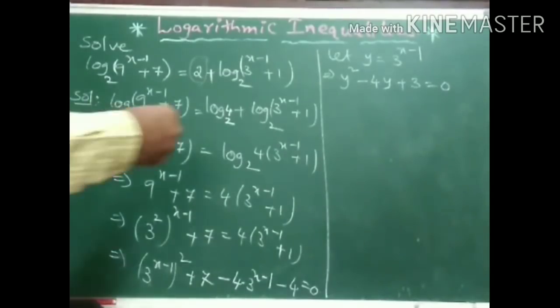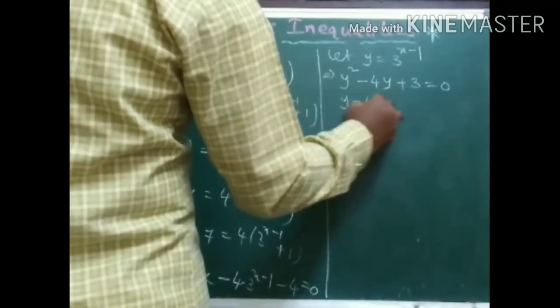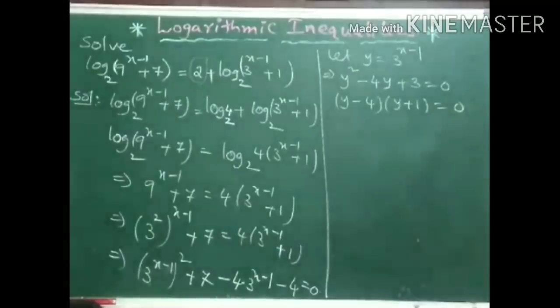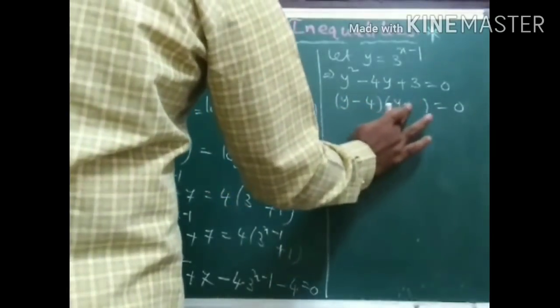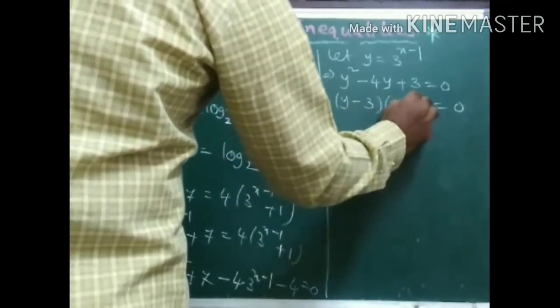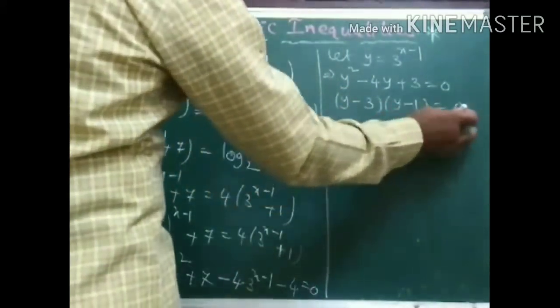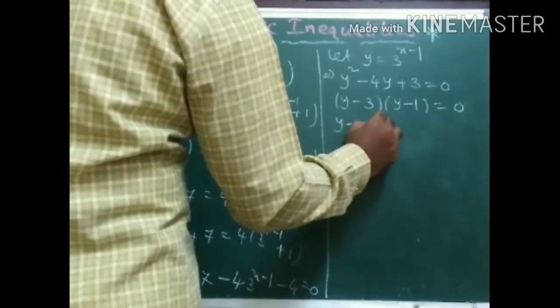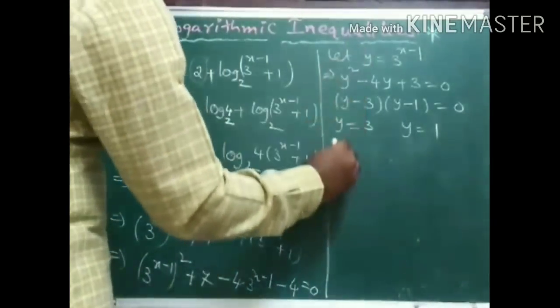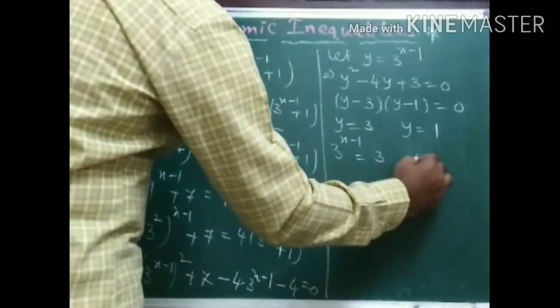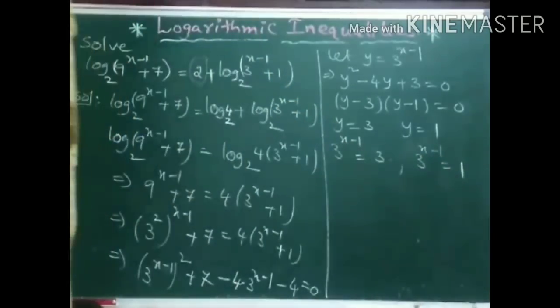So we need to factorize. The factors are minus 4 and plus 1? Just check it. No, better you go with minus 3 and minus 1. Minus 3 and minus 1. Yes, I think now it is correct. Since both are equal to 0, we can equate them. Hence the first one is 3 and the second one is 1. But you know y means 3^(x-1) is equal to 3, and 3^(x-1) is equal to 1.